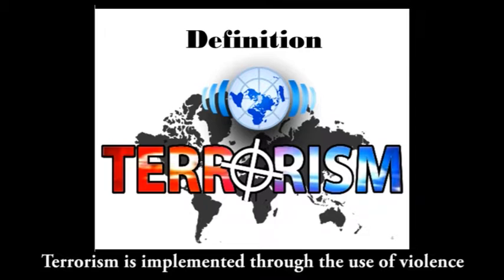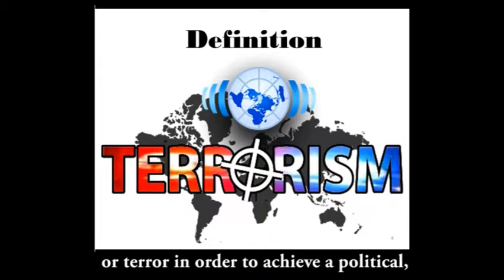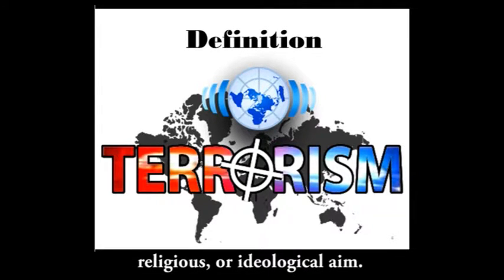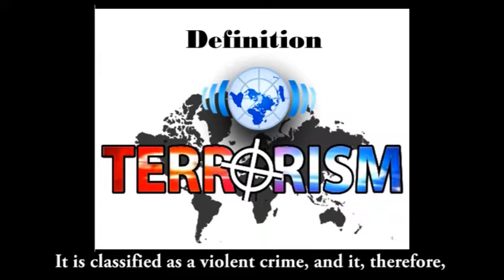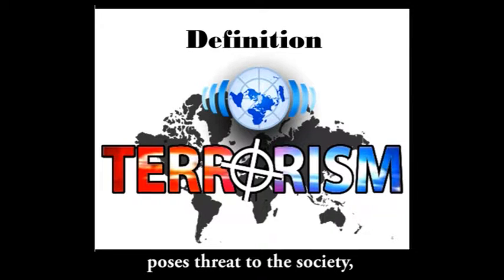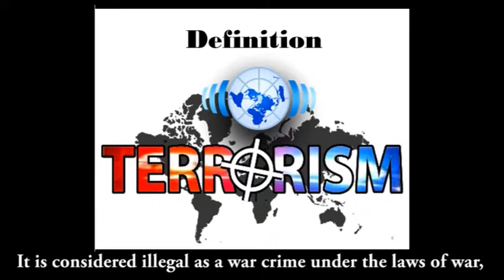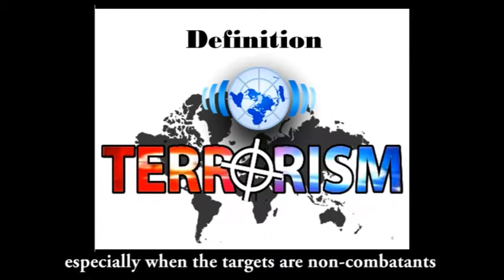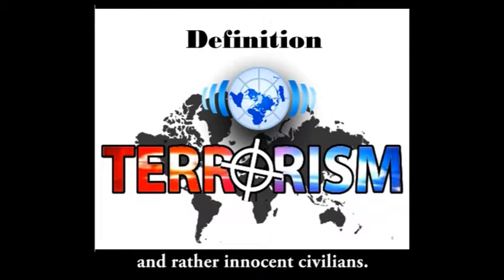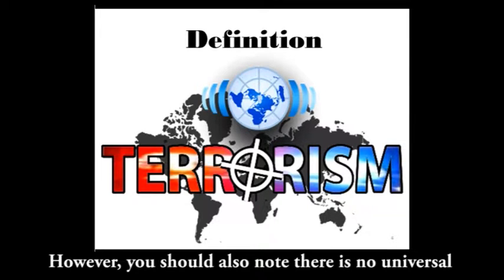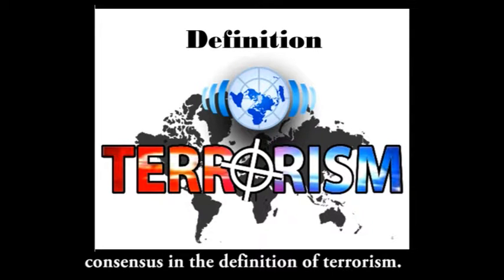According to Wikipedia, terrorism is implemented through the use of violence or terror in order to achieve a political, religious, or ideological aim. It is classified as a violent crime, and it therefore poses threat to the society and to the nation and international securities. It is considered illegal as a war crime under the laws of war, especially when the targets are non-combatants and rather innocent civilians. However, you should also note there is no universal consensus in the definition of terrorism.